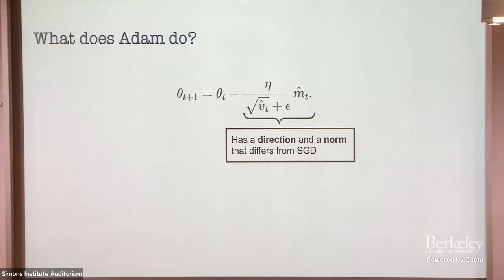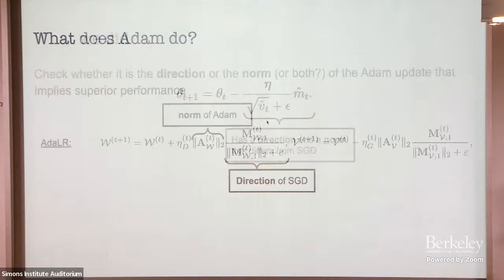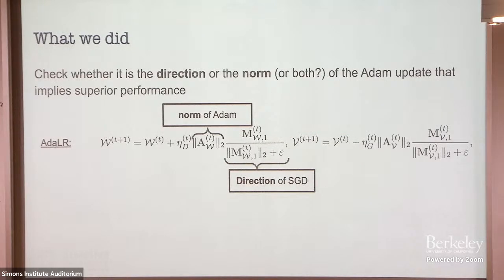So what we're going to do is try to deconstruct Adam in order to figure out what is the specific thing it does during the training. Basically, it's just an update vector that has a direction and a norm that differ from SGD. Nothing crazy here. But the crazy thing we tried is to disentangle the effect of the direction and the effect of the norm in the training.